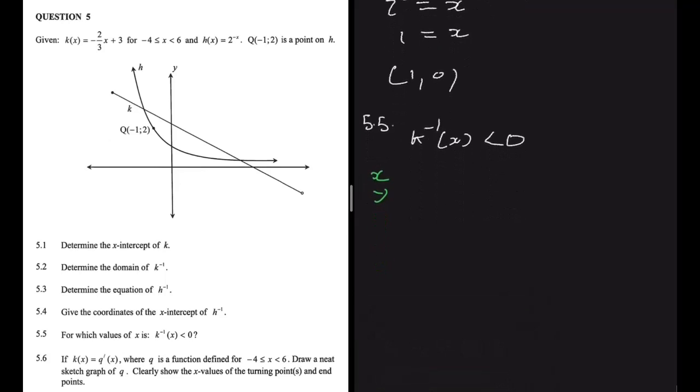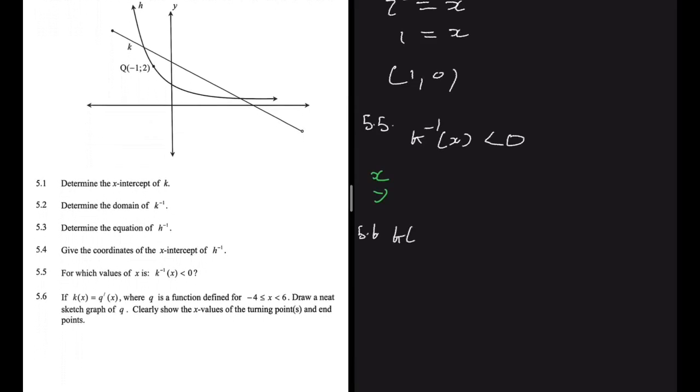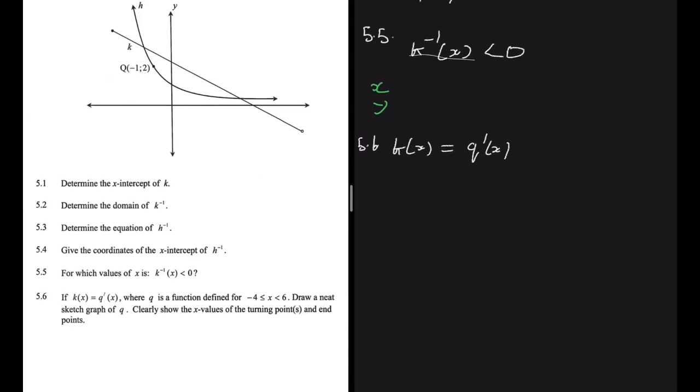Right, and then 5.6 is saying that we have k of x being equal to the derivative of q of x, where q is a function defined for minus 4 to 6, right? Draw a neat sketch of q, clearly showing the x values of the turning points and the end points. So let's start with the x values of the turning points. We know that it's defined from minus 4 to 6, right? So those are our end points. Now we just need the x value of the turning point. How can we possibly find the x value of the turning point?